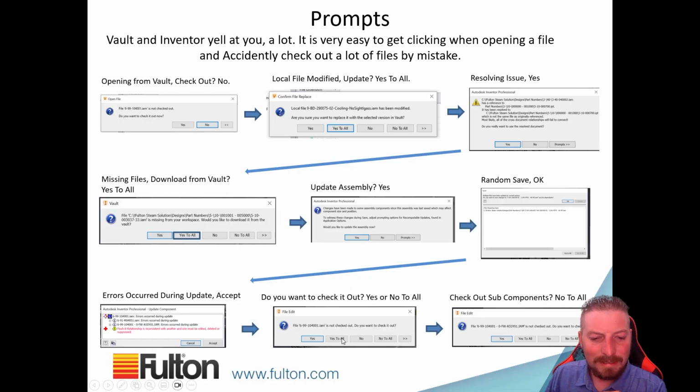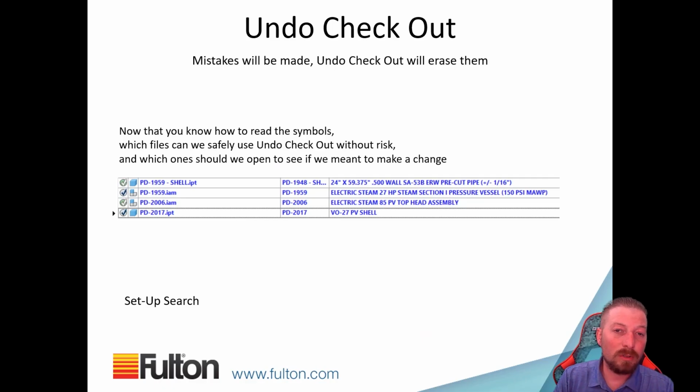It's very easy to accidentally click yes to all, and just like that, you've checked out hundreds, maybe 1,000 files. Just that fast. You've checked out every nut, bolt, flange in that assembly by accident. Didn't mean to. So it's very easy to make that mistake. The point is to have a good solution for how you're going to check them out, and then undo checkout. Again, mistakes will be made.